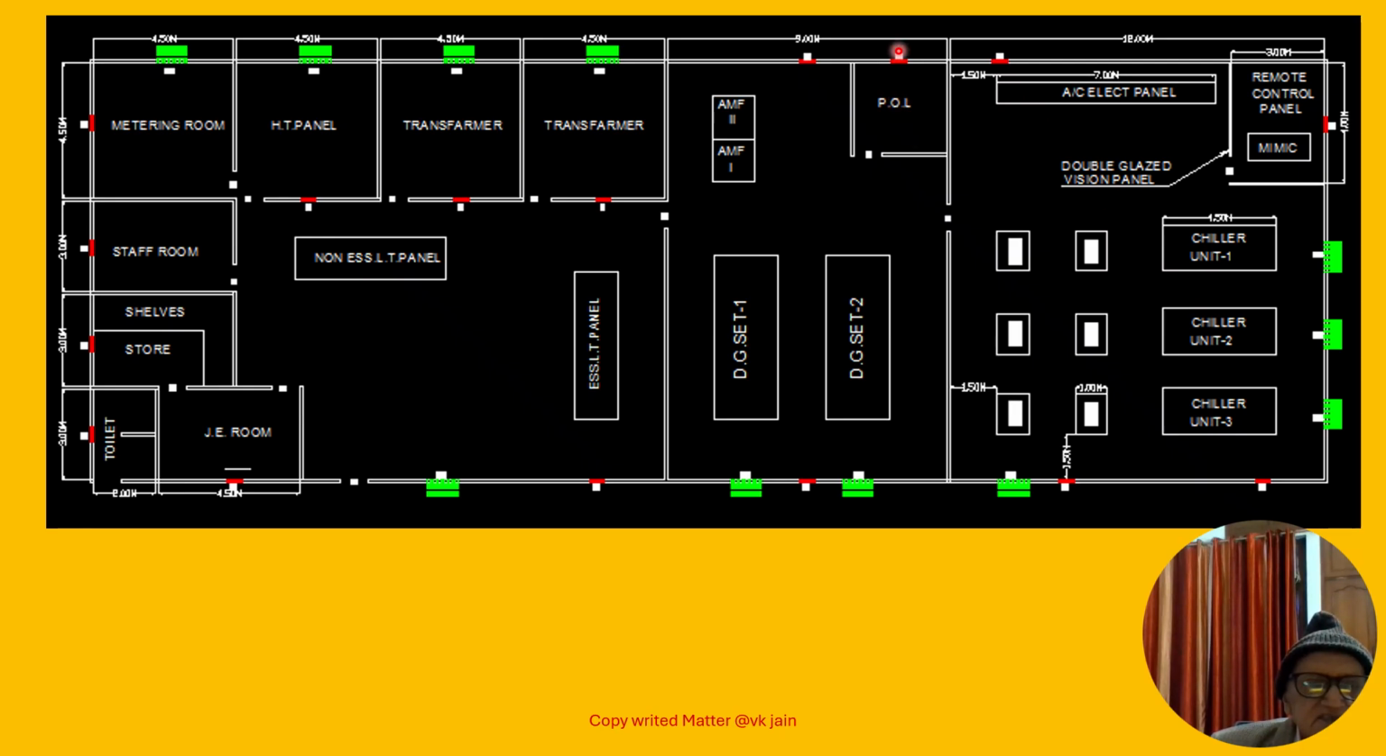All entries into these rooms, that means the POL room and DG room, transformers, HT panel and metering panel, are provided with a ramp, and the main entries are here. This is for the transformer portion and this is for the generating set portion. And the next one is for AC chillers.